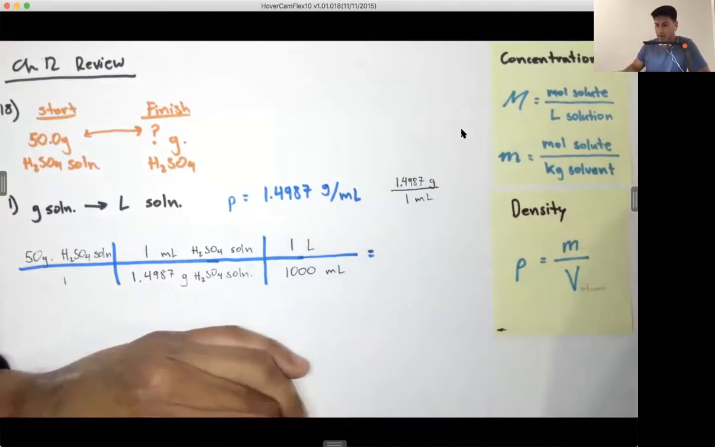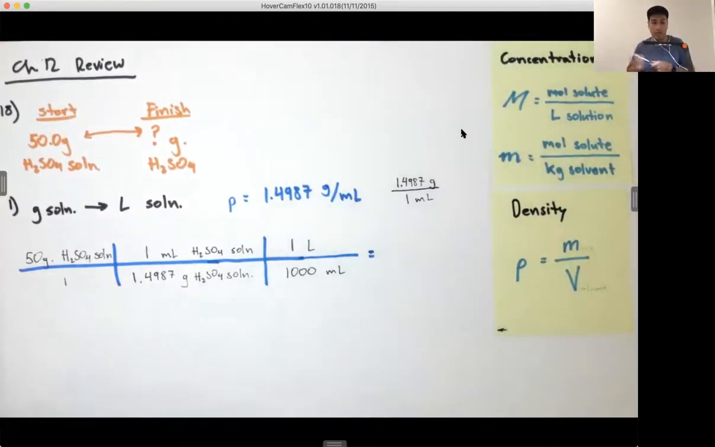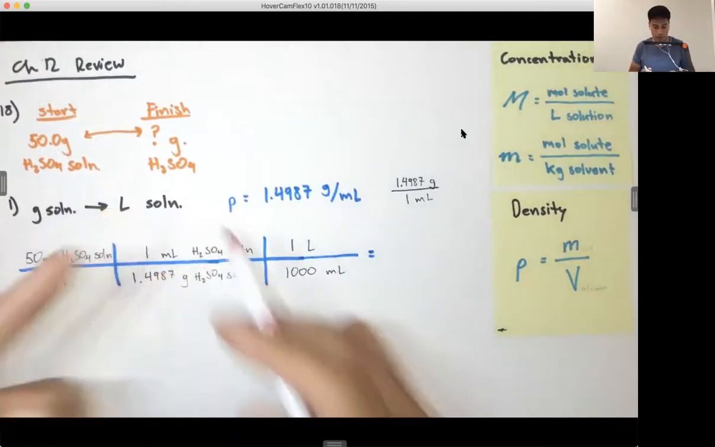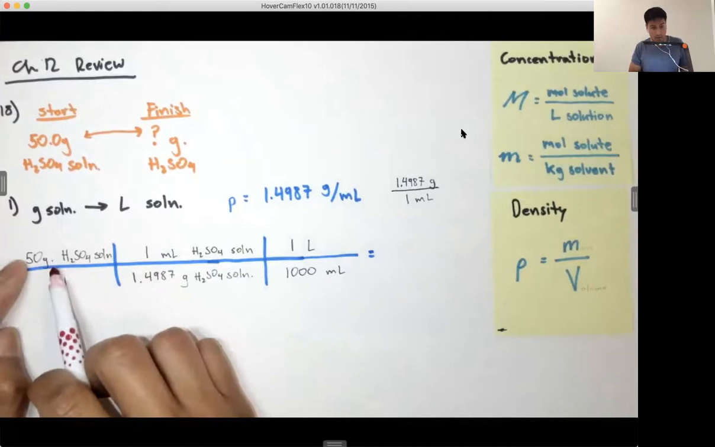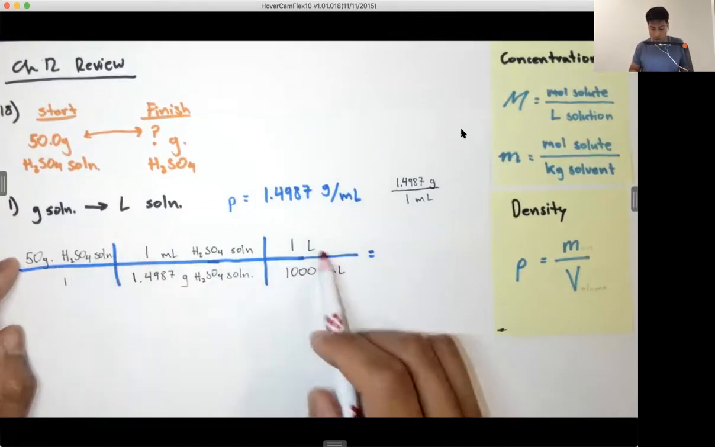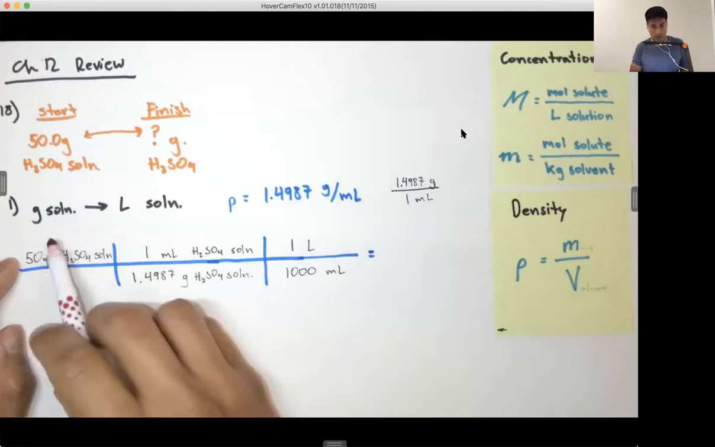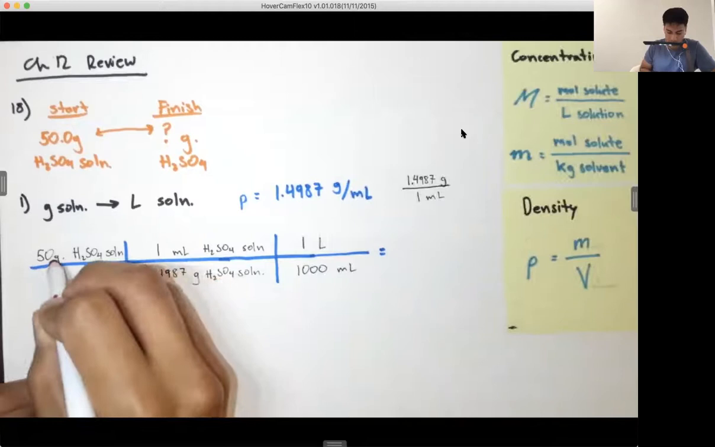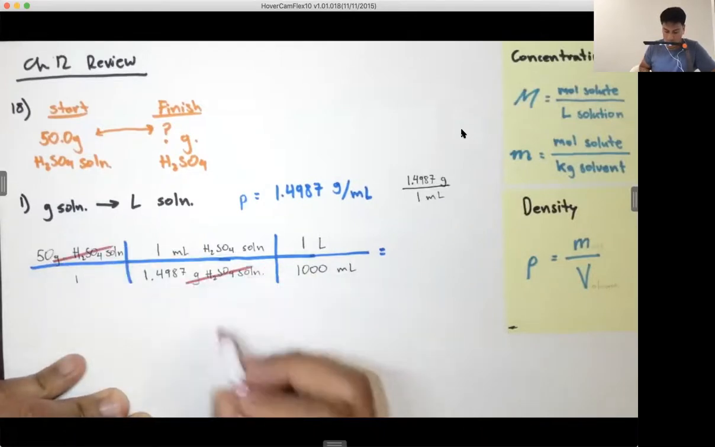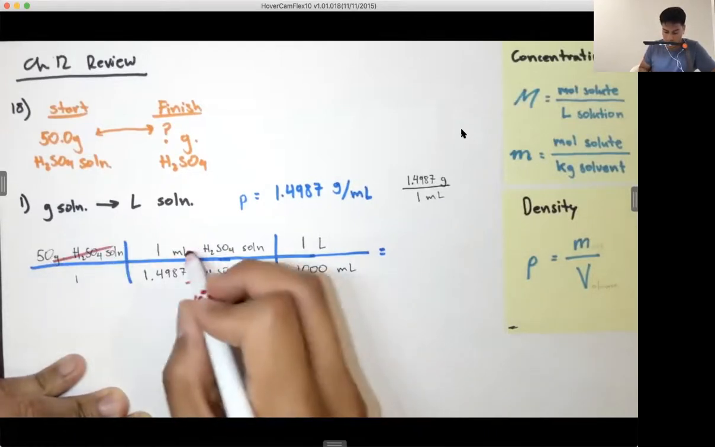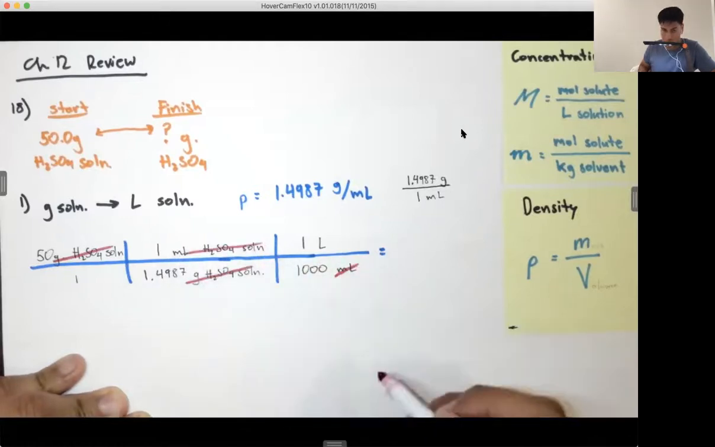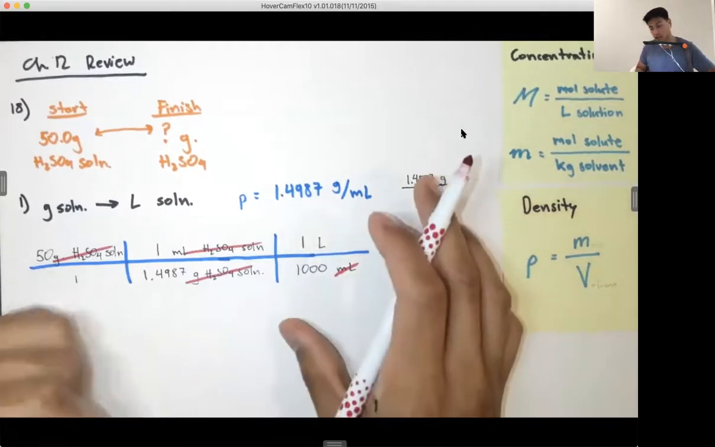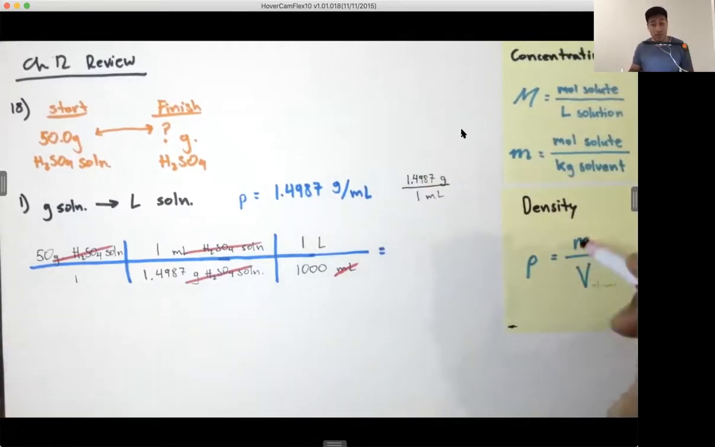Good. So now let's check if we're starting with what we're supposed to start with and we're finishing with what we're supposed to finish with. So we start with 50 grams of H2SO4, right? And we want to finish with the liters. So that is correct. Now let's make sure that everything can cancel out. So we have grams of H2SO4 solution, grams of H2SO4 solution, milliliters of H2SO4 solution, milliliters of H2SO4 solution. I just didn't write it out. So we're going to finish with liters. And that's exactly what we want. So in this case, we did use the density.